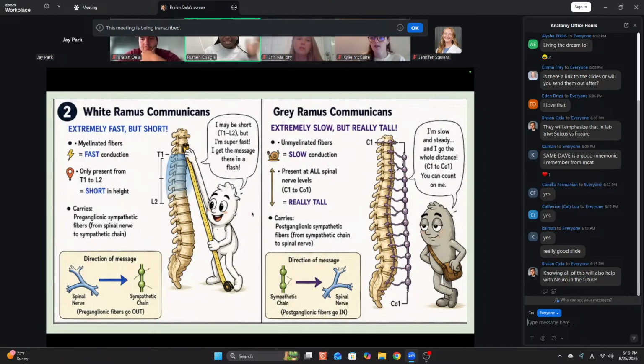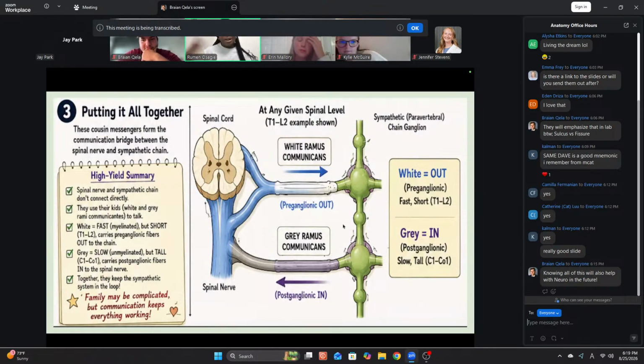Okay, moving on to the last one, putting it all together, okay? The cousins, right? The smaller cousins are messengers, and they connect the spinal nerve and the sympathetic chain. These are all of the high yield points that you need to know, and just know that the white ramus communicans is preganglionic, right? Sympathetic. The gray ramus communicans is postganglionic, sympathetic. Okay, I hope that makes sense.